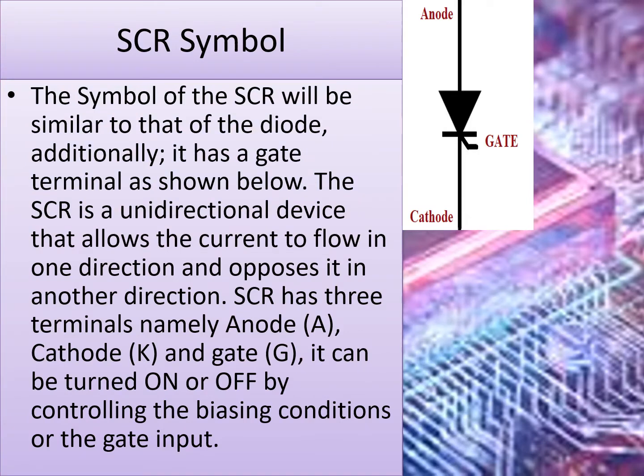Hi, I'm Suvitra. I'm going to explain about SCR symbol. The symbol of the SCR will be similar to that of the diode. Additionally, it has a gate terminal as shown below. The SCR is a unidirectional device that allows the current to flow in one direction and opposes it in another direction. SCR has three terminals, namely anode, cathode, and gate. It can be turned off and on by controlling the biasing condition or the gate input.